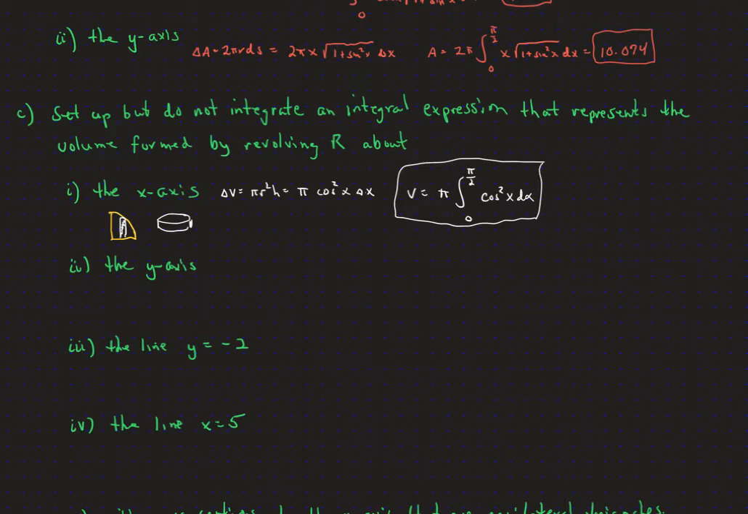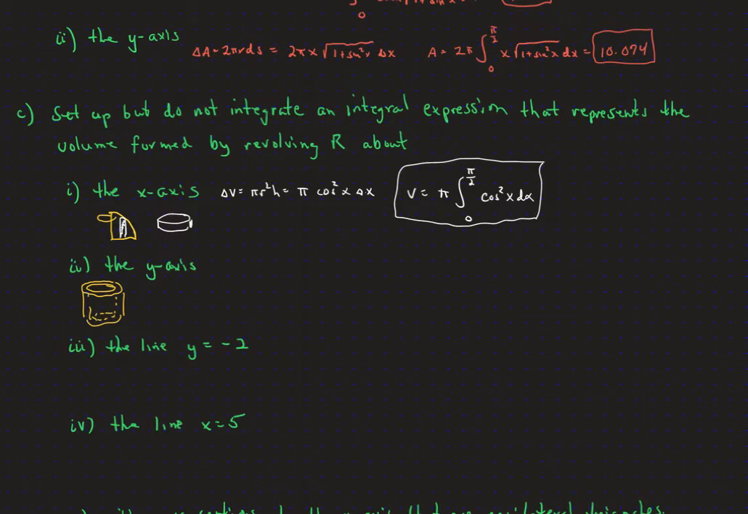And if we revolve it around the y-axis, then if we spin that thing around there, what we're going to get is a shell. It's going to look something like that, really thin.